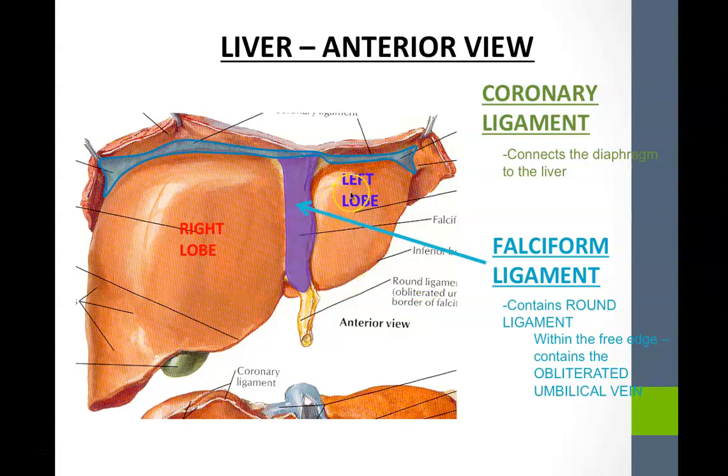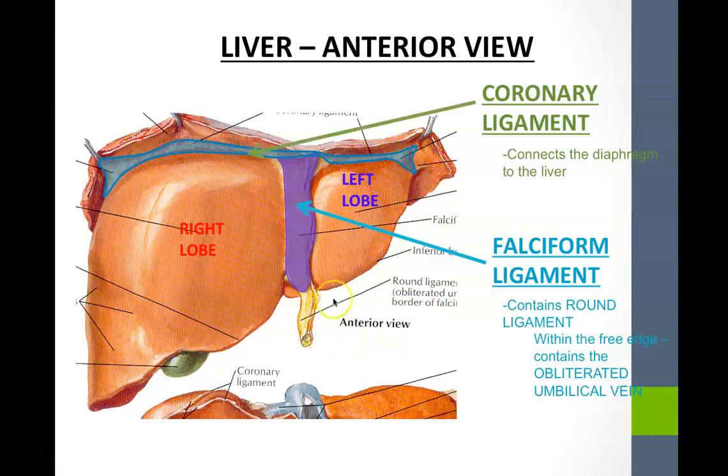And within this falciform ligament, if you continue down inferiorly, in this region, we will find the round ligament. And the round ligament within its free edge will contain an obliterated umbilical vein. So this used to be your lifeline at one point when you were a fetus. I'm sure you remember those days.